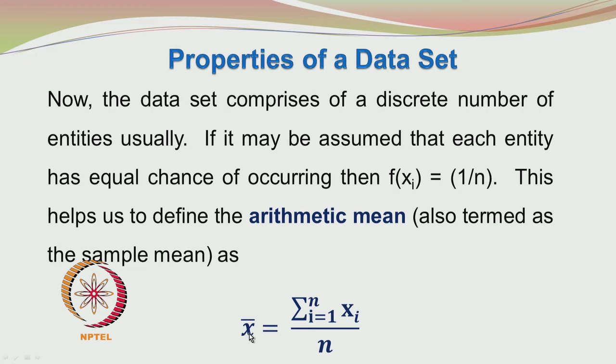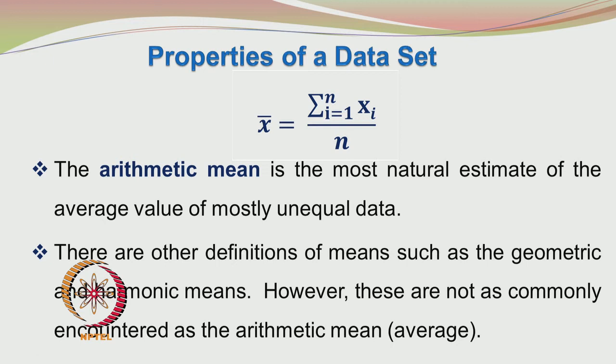So, the sample mean is defined as sigma i equal to 1 to n x_i by n. We did have f of x_i, but since the probability of occurrence of each of the items in the sample was identical, it became 1 by n. And so, we have x bar is equal to sigma i equal to 1 to n x_i by n. This is the most natural way we take the average of a finite data set. Okay.